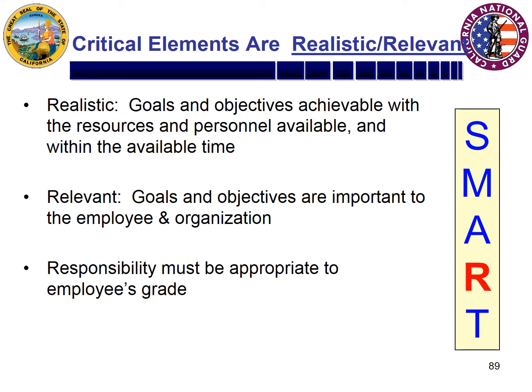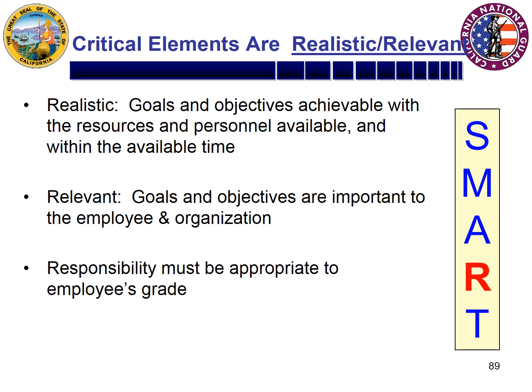Realistic and relevant. Realistic: goals and objectives are achievable with the resources and personnel available and within the available time. For relevant, goals and objectives are important to the employee and organization, and the responsibility must be appropriate to the employee's grade. A great example that I like to give is you can't have your GS7 employee doing the job of a GS11.